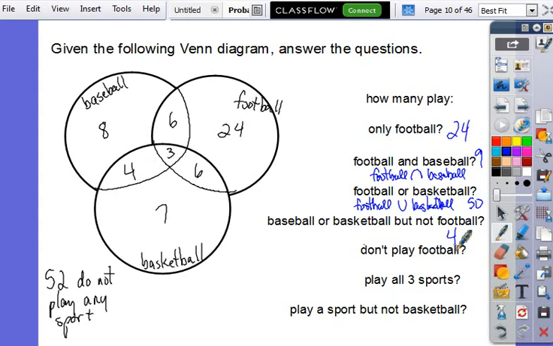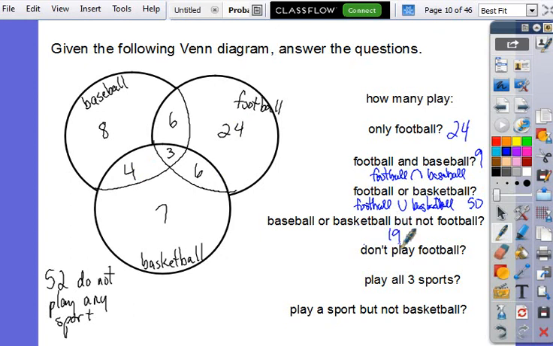I thought we added up 7 and 8. I put 15. Oh, and then 4. Baseball or basketball. That means if it's in either or, it's got to count. Well, there's 4 in the 7, but there's also 4 in the 8. 8, 7, and 4. 19. 19, ain't it? Yeah.